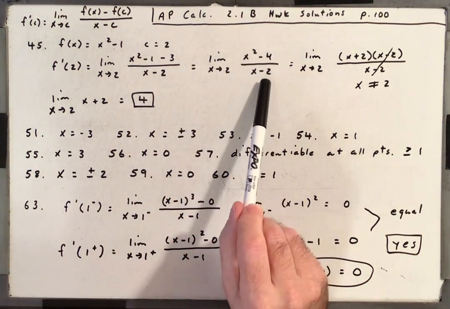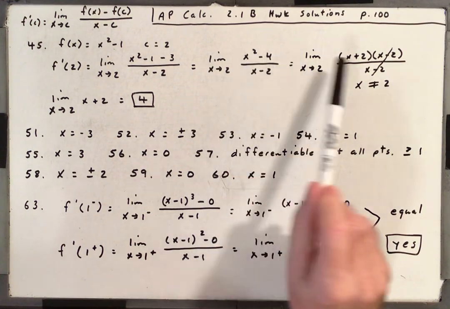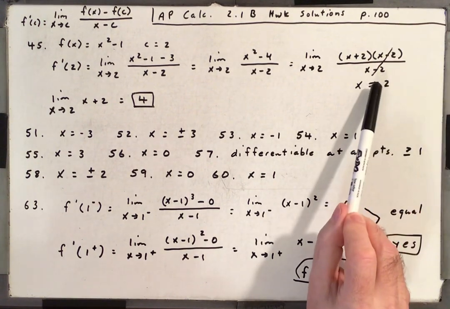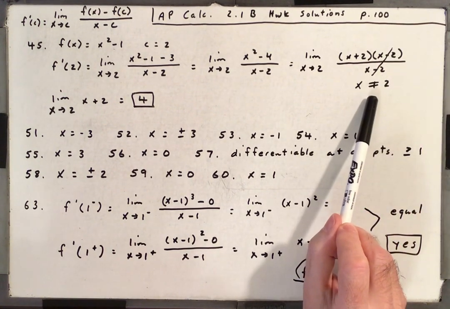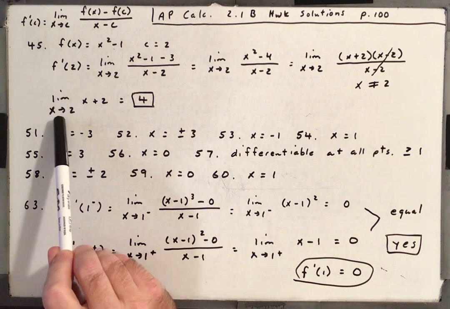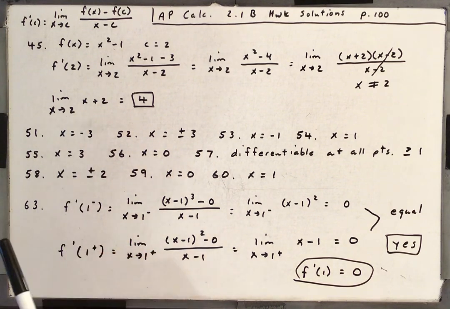Negative 1 minus 3 would be negative 4. So we have the limit as x approaches 2 of x squared minus 4 over x minus 2. We're going to factor the top into x plus 2 times x minus 2. Then we can cross out the x minus 2 as long as x does not equal 2. And then we have the limit as x approaches 2 of x plus 2. We can now plug that 2 in for x and get a 4.